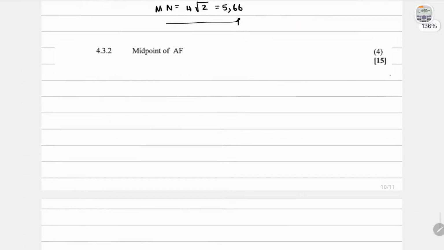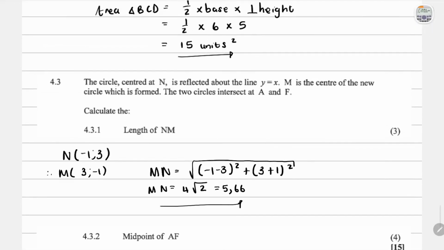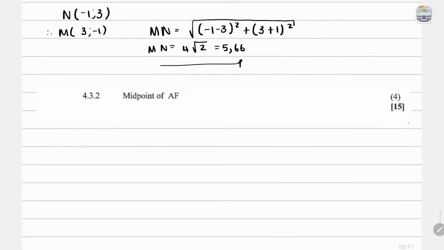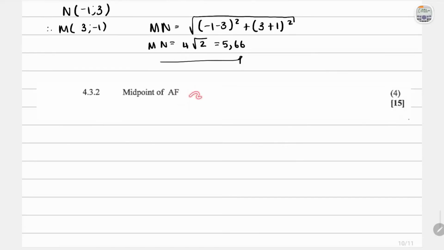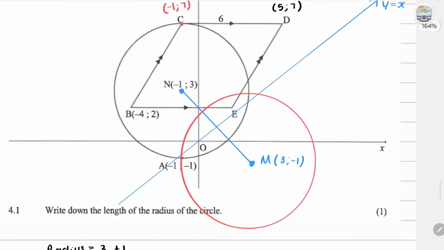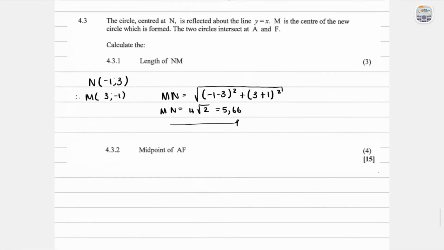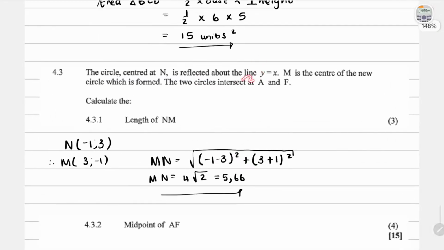Okay, and the final question for question 4 says 4.3.2. We need to calculate the midpoint of AF. Okay, so let's go ahead and look at our diagram. So with AF, remember that they told us what F was. They specifically said that A and F, the two circles, they intersect at A and F.